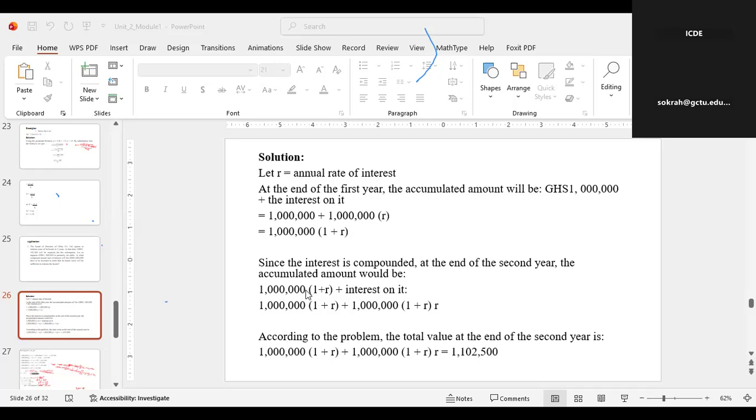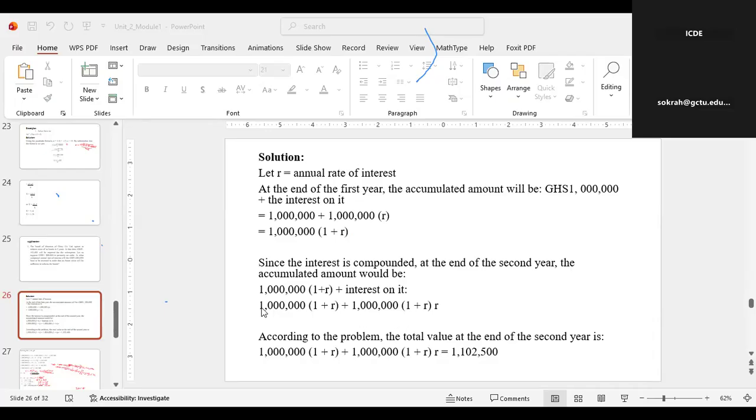So that is what you see here: 1 million times bracket 1 plus R. Then we are going to calculate the simple interest on this 1 million times bracket 1 plus R, and add it to it. So now the interest on it. That will be what? The principal, which is 1 million into bracket 1 plus R, plus, now we calculate the interest.